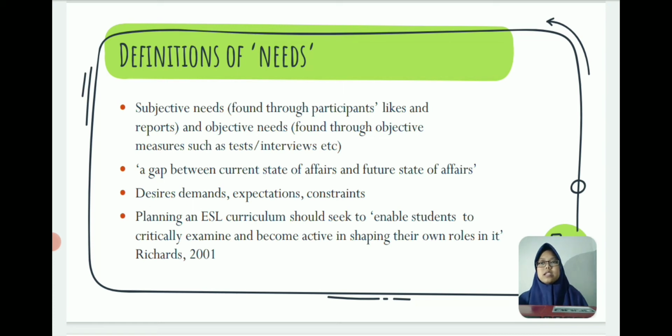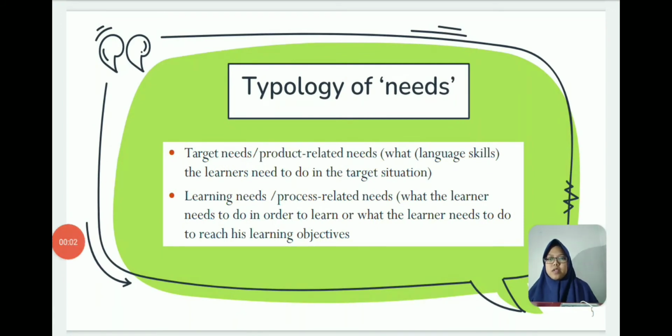It contains desired demand, expectation, and constraints. Planning an ESL curriculum should seek to enable students to critically examine and become active in shaping their own roles in it. Next, typology of needs.